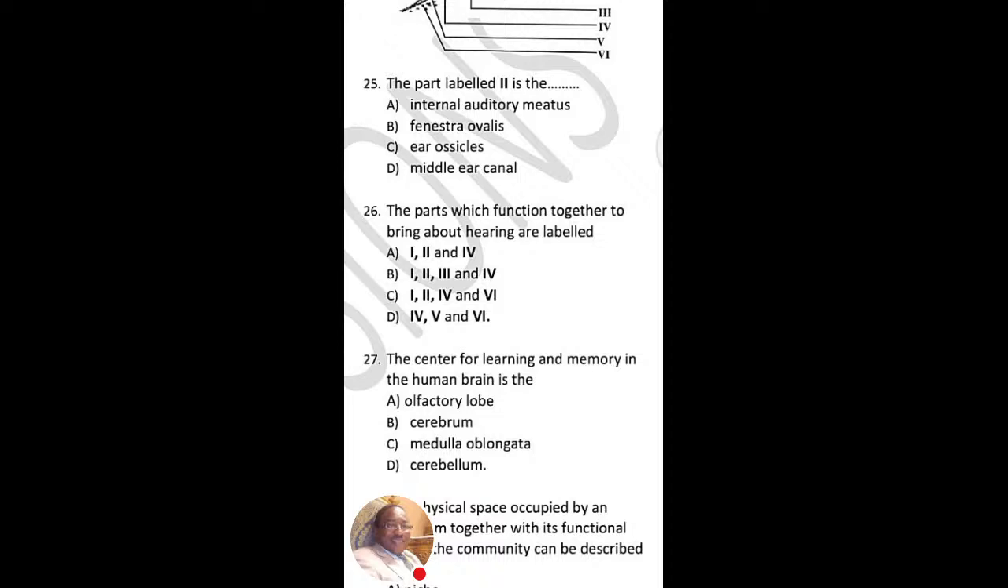Olfactory lobe is for smell. It interprets impulses of smell. Medulla oblongata interprets impulses controlling involuntary actions like our heartbeat, dilation of the blood vessels, and even things connected with digestion, and also the process of the heartbeat, as I said.